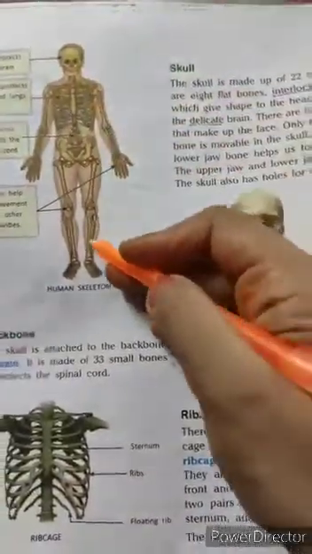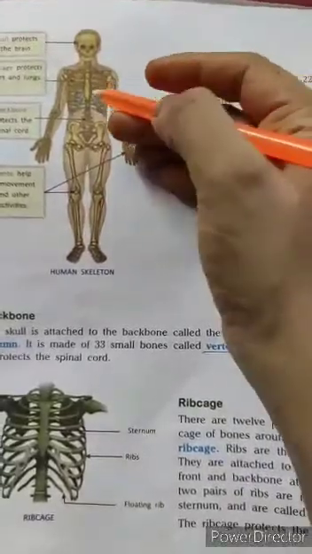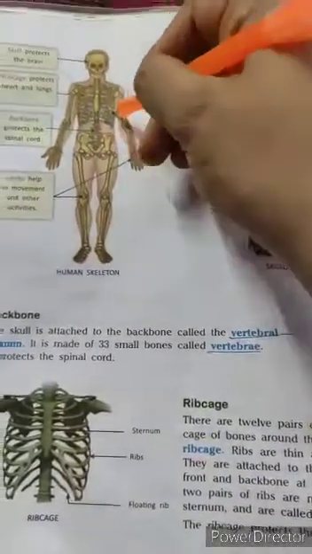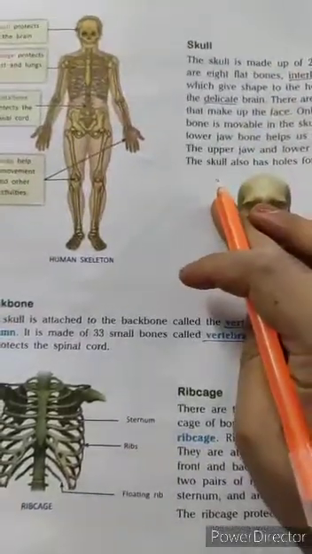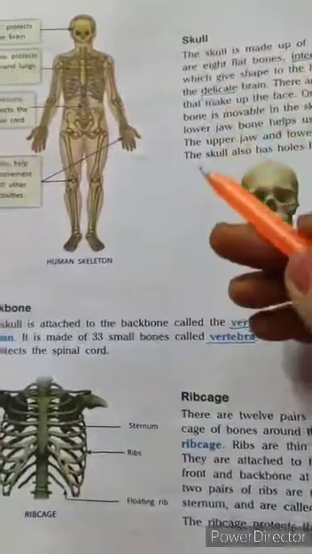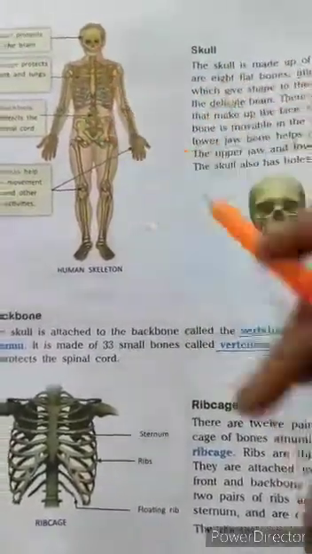Here you can see the diagram of an adult skeletal system. In this system, the number of bones is 206. But when we are talking about a child's skeletal system or a child's body, the number of bones is more than 350. All these are bones, as you can see here in the diagram.